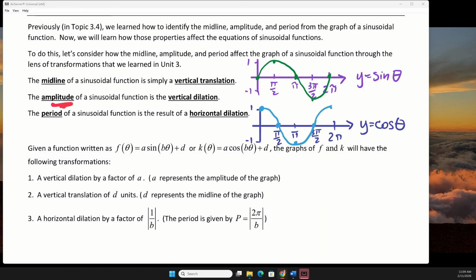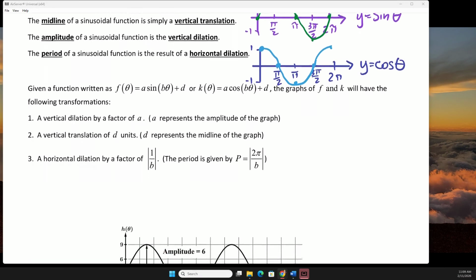All right, and then the amplitude is going to be affected by a vertical dilation. So a vertical dilation would either make the sine or cosine taller or shorter, and that is going to affect the amplitude. And then the period would be affected by a horizontal dilation. So it could be narrower or it could be wider depending on the horizontal dilation.